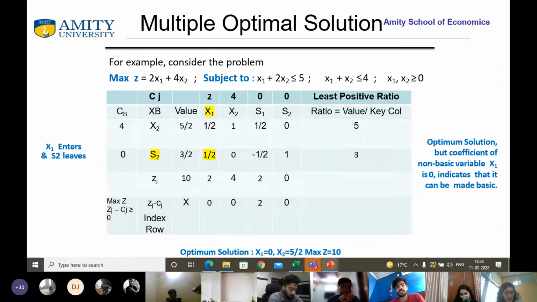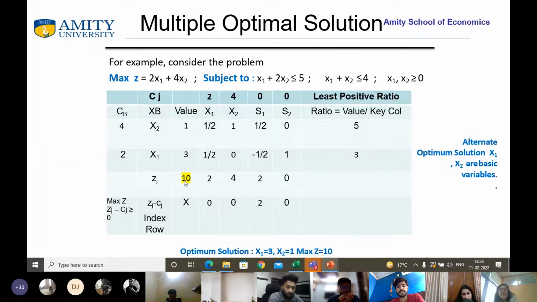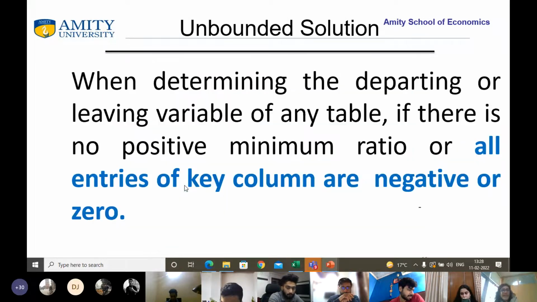So now if I take this variable as an entering variable and generate the next table, I get the same solution. That is, the Z value remains the same. That is known as the multiple optimal solution, right? You can see here. Next is the unbounded solution.